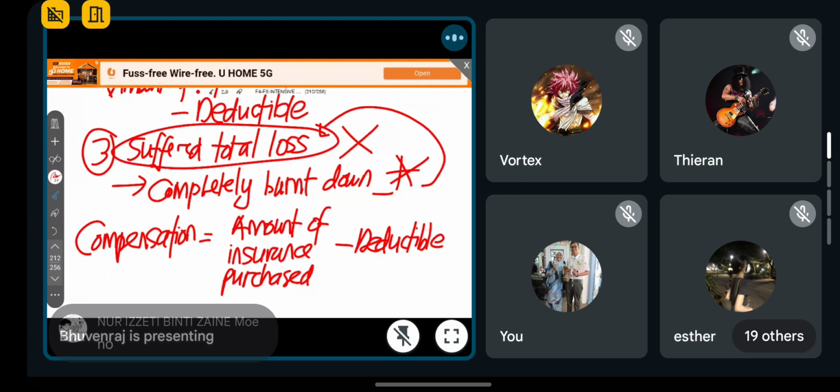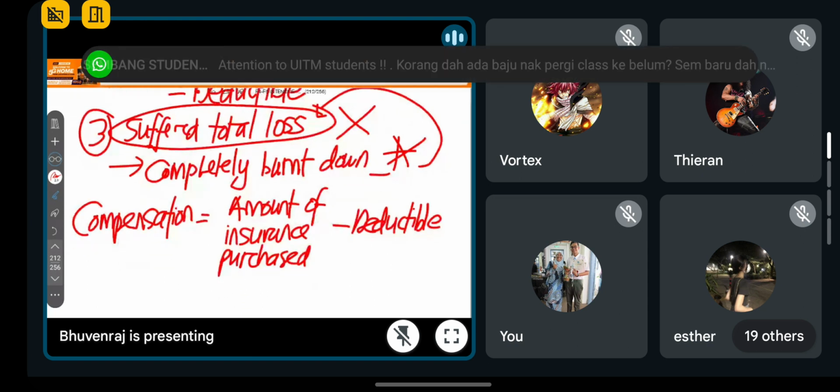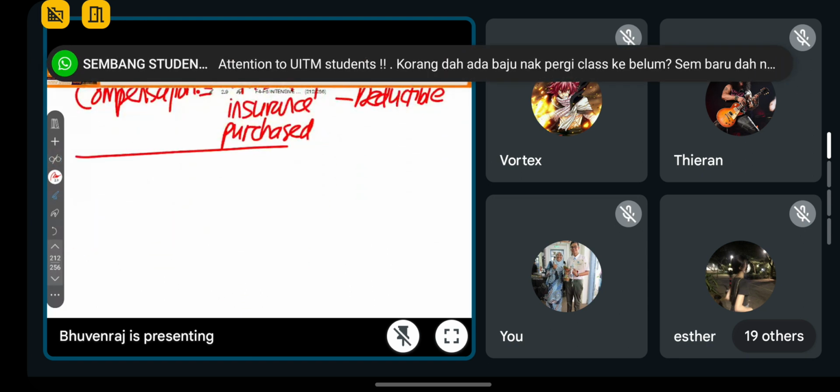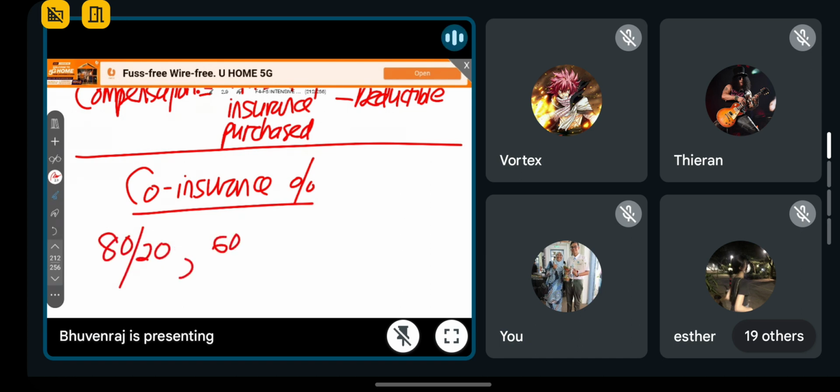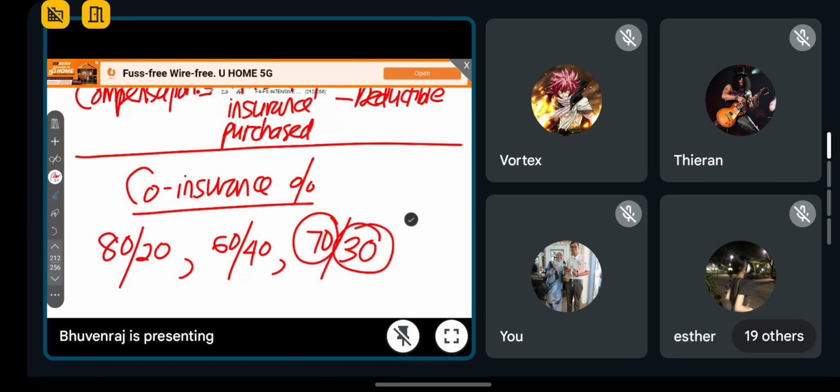No, okay. So next one yang kamu kena tahu adalah pasal co-insurance percentage. Yang ni last dah. Kamu kena faham pembahagian dalam co-insurance ni. Okay, so co-insurance percentage dia boleh datang dalam pelbagai bentuk. They can come in various format. But I want to ask you guys lah. Boleh tak nilai kat sini lebih rendah dari yang ni? Can the first value be less than the second value?